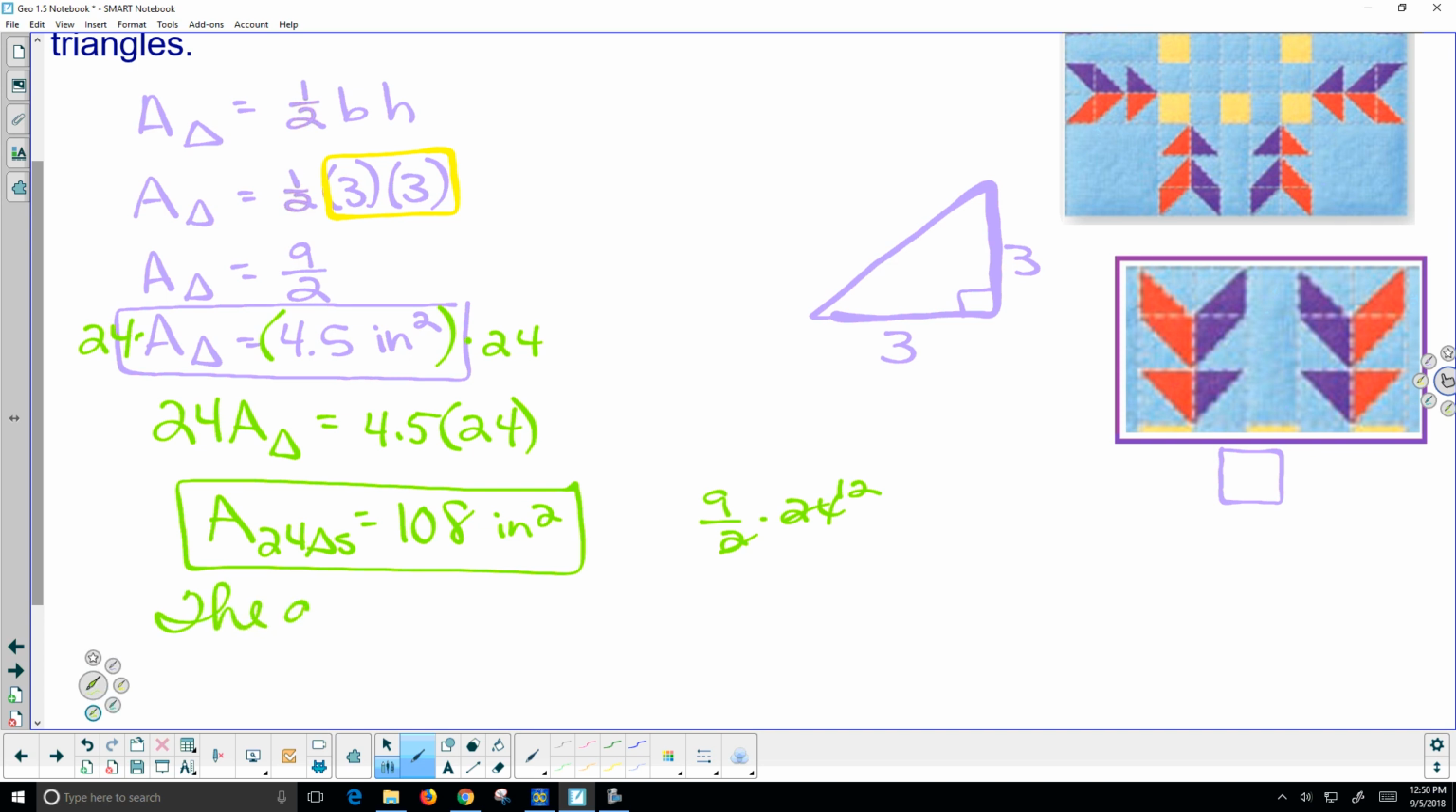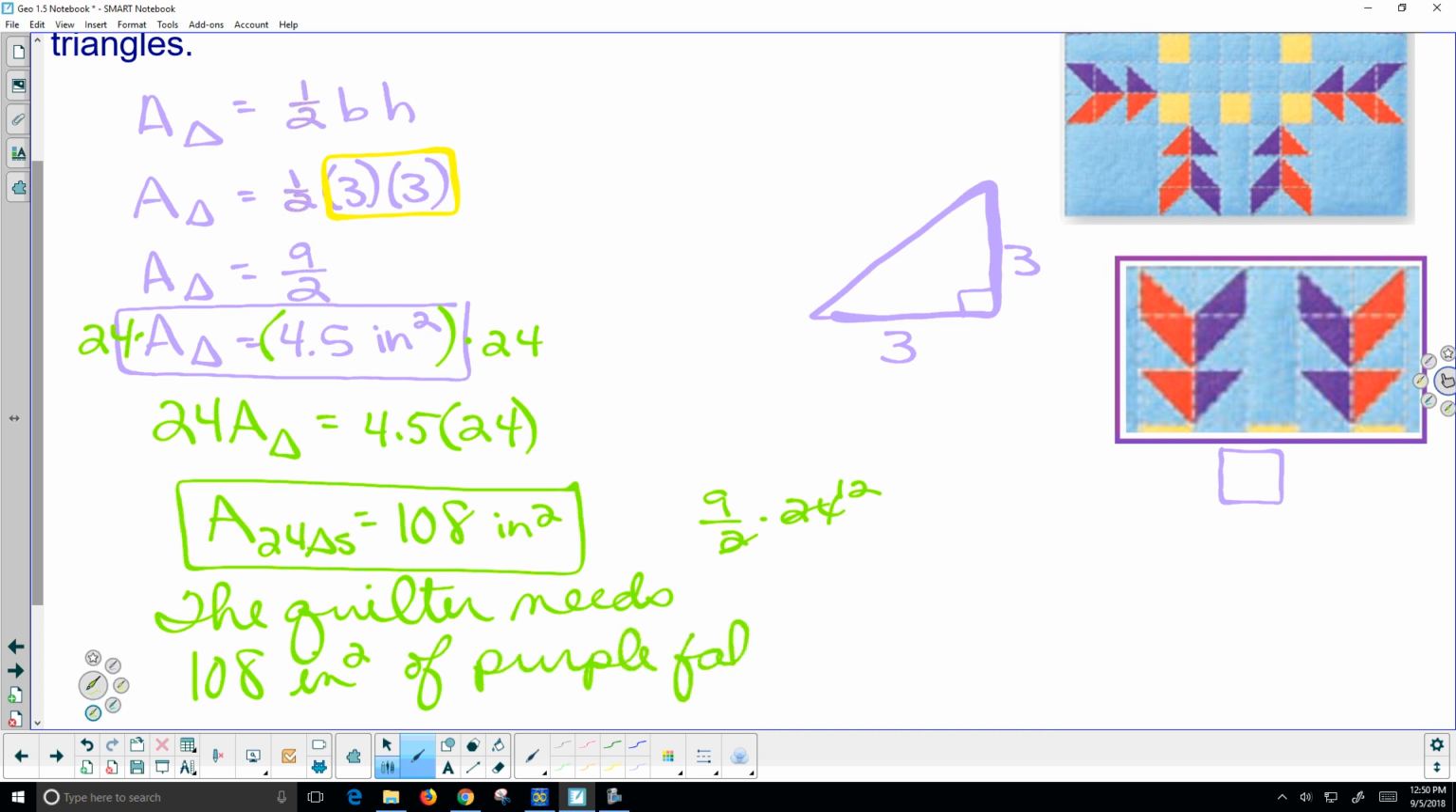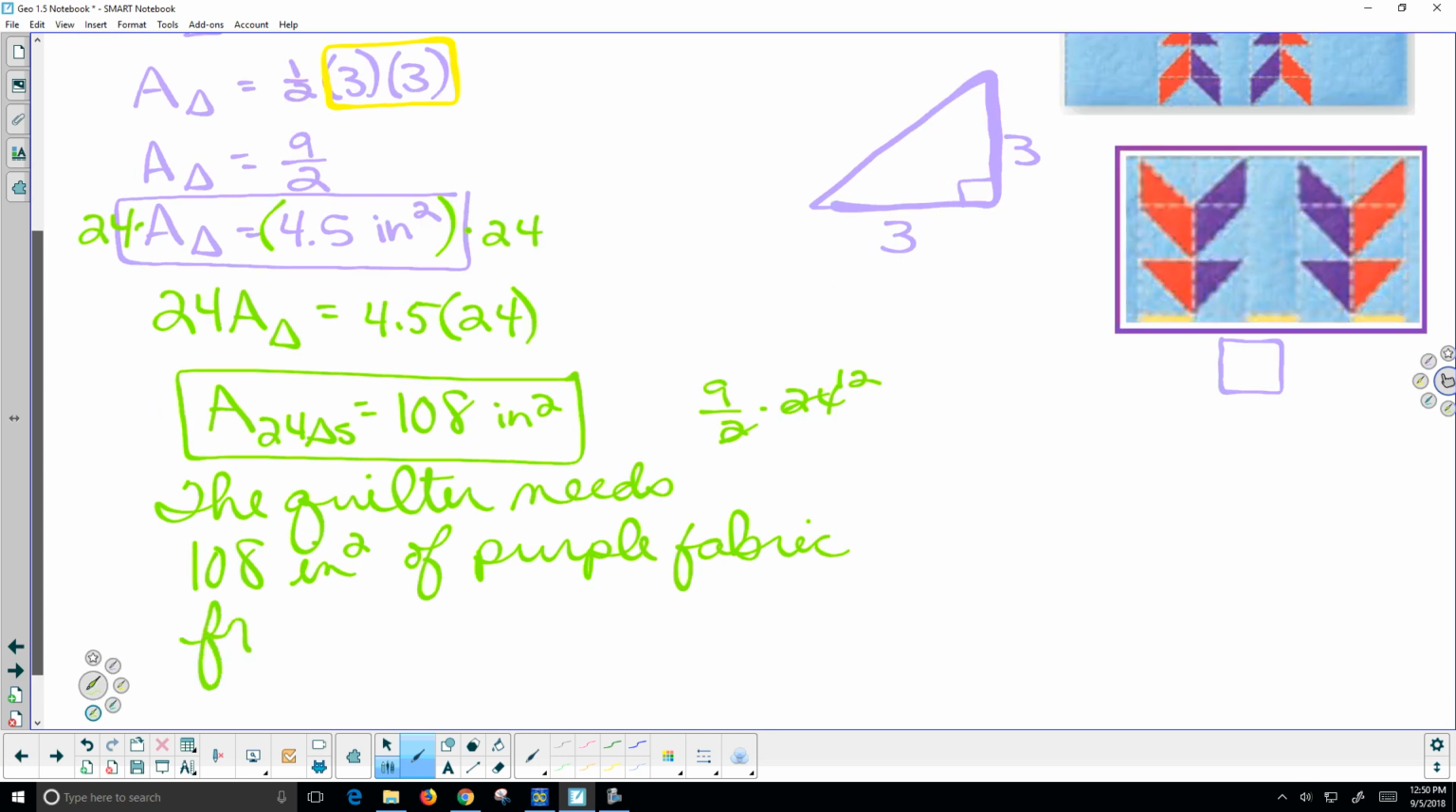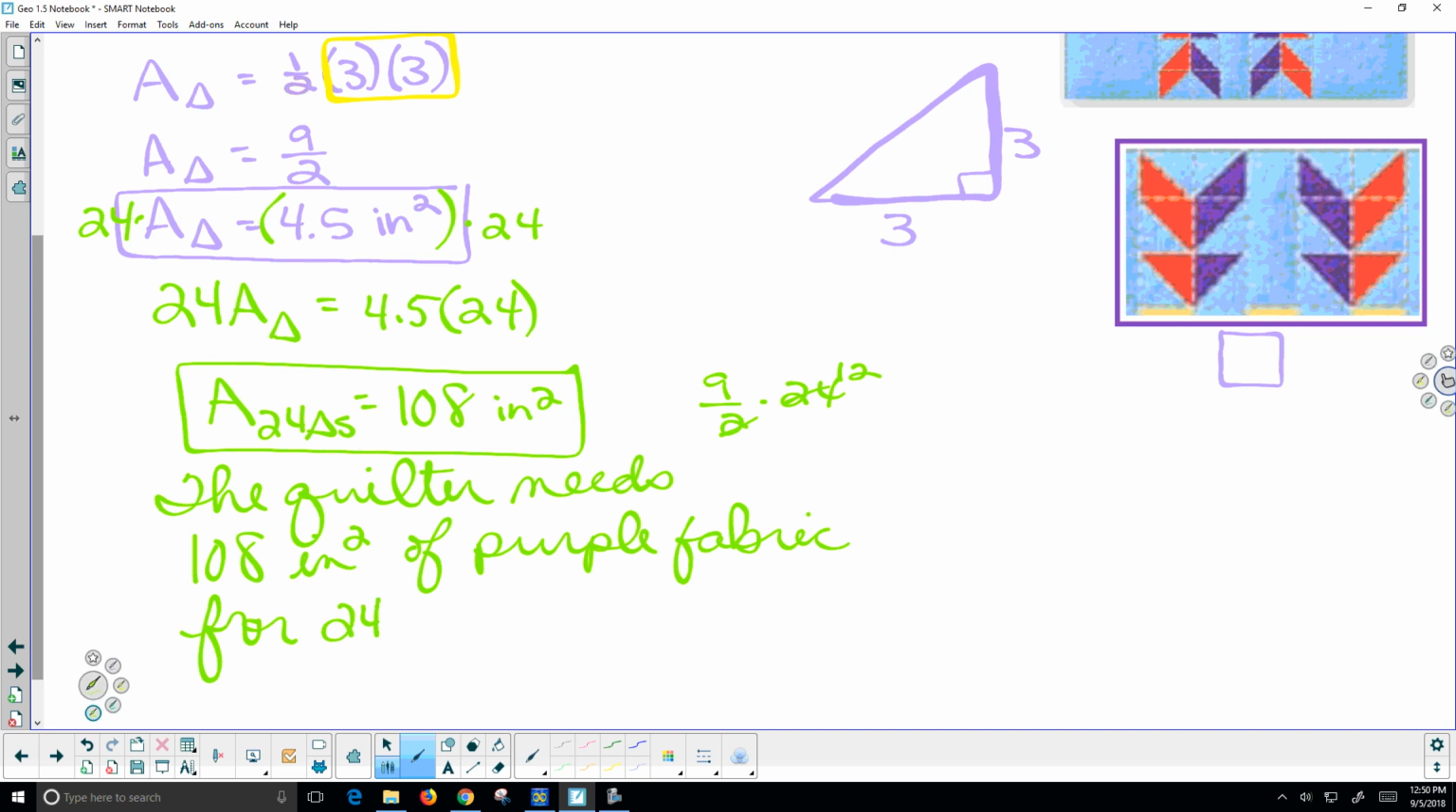So I'm going to write, the quilter needs 108 square inches of purple fabric for 24 3 by 3 inch triangles. If you chose to write that sentence differently, but it contains all the information in it, perfectly fine.